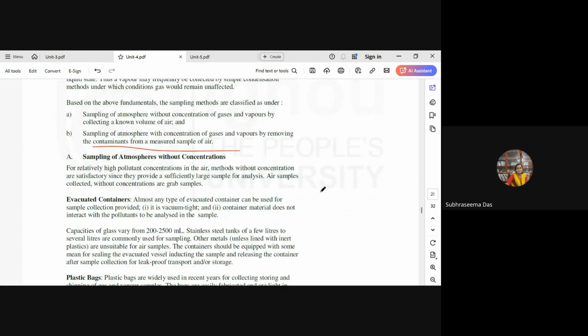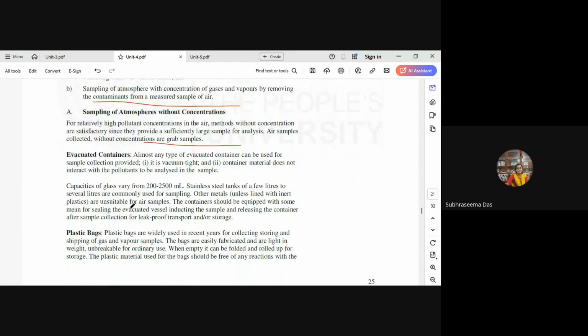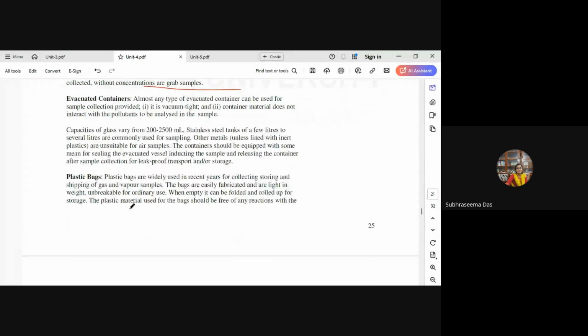So first we will study sampling of atmosphere without concentration. For this, air samples collected without concentrations are called grab samples. Here the evacuated samples, almost all types of evacuated containers, can be used for the sample collection. Mostly plastic bags have been used for collection and storing of shipping gases.